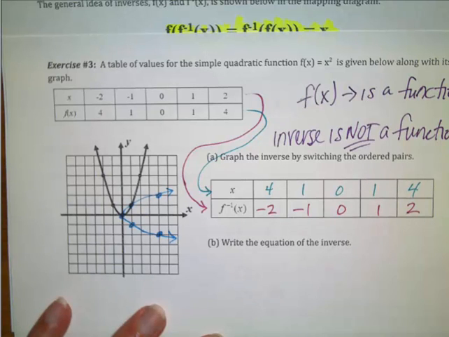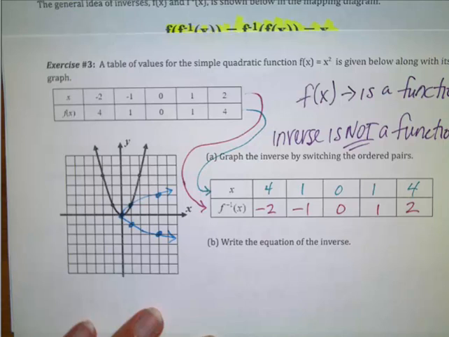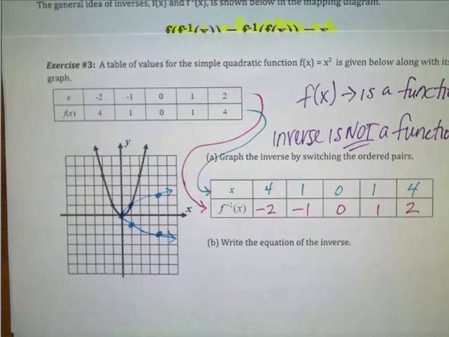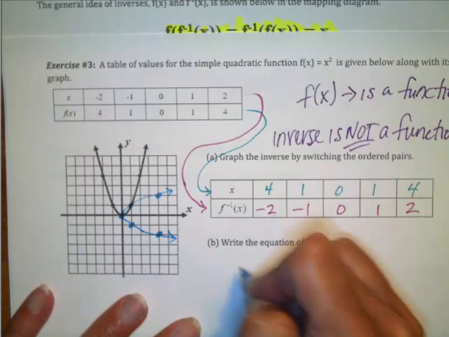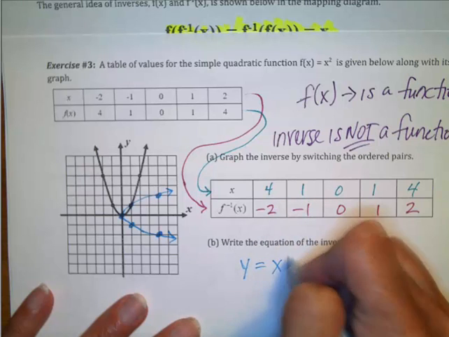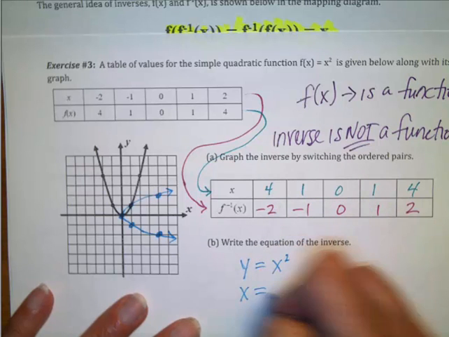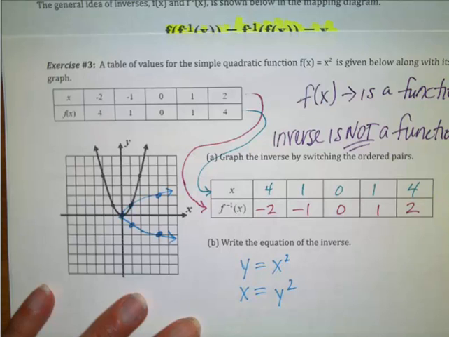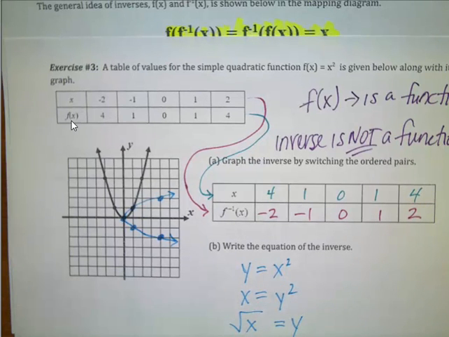So now they want us to write the equation of the inverse. So we're going to switch x and y. Well, f of x is the same as y, so y equals x squared. So x equals y squared. How do I undo squared? It's the square root. Well, here is our problem. So grab your calculator.